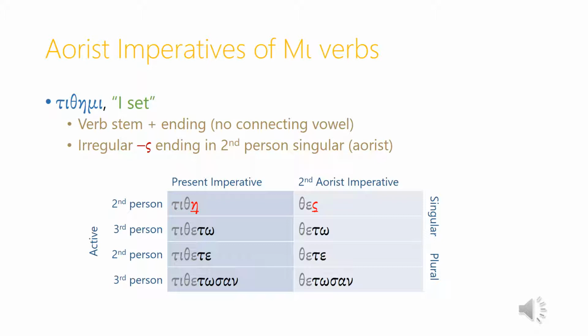So we look to the second aorist imperative for tithemi, and we have the same pattern. Now the real stem, which we use as the aorist stem of tithemi, is the. The reduplication at the beginning disappears, and instead of tithe, the stem now is just the. And in the second person singular, we use that irregular sigma ending, thes. Then the rest of the forms are theto, thete, and thetosan.